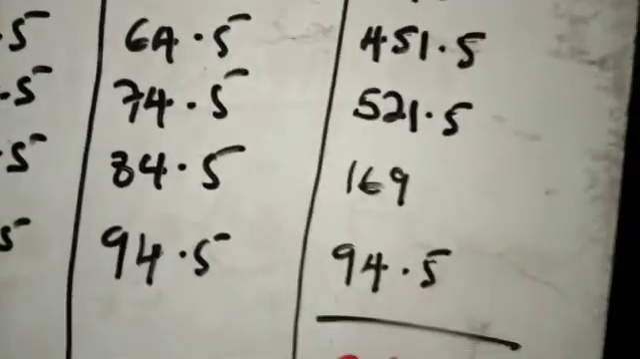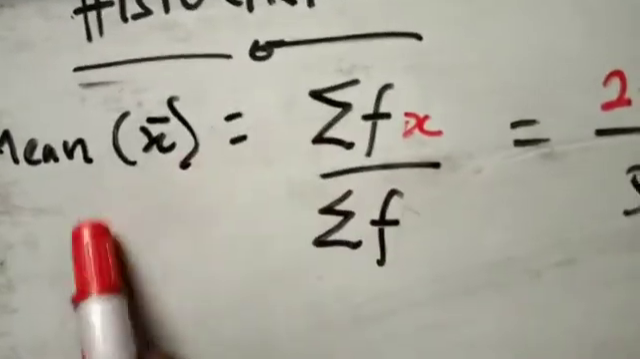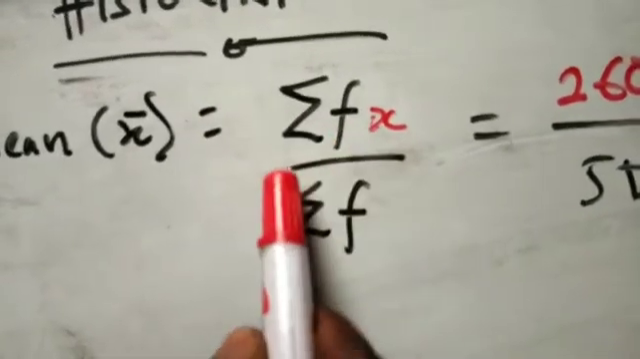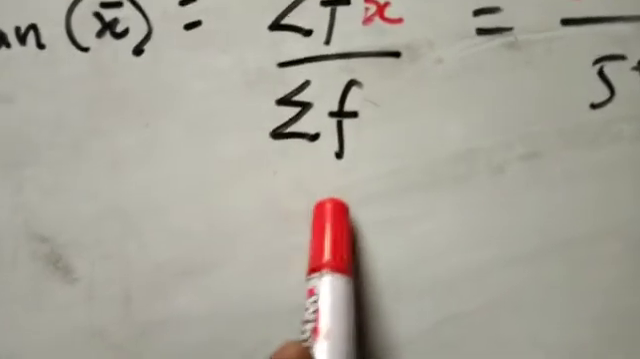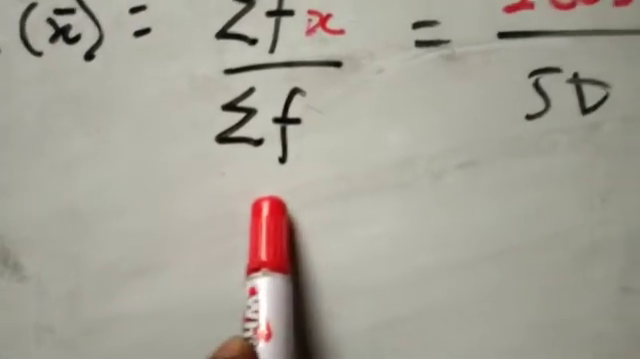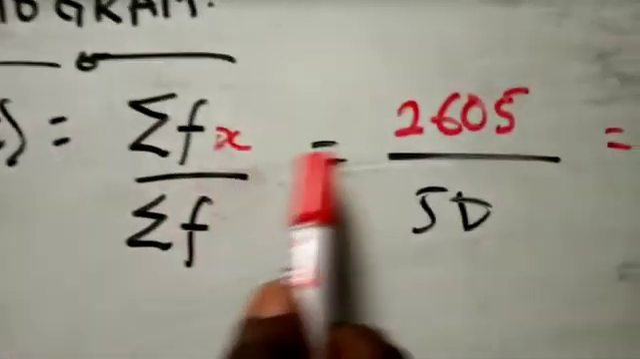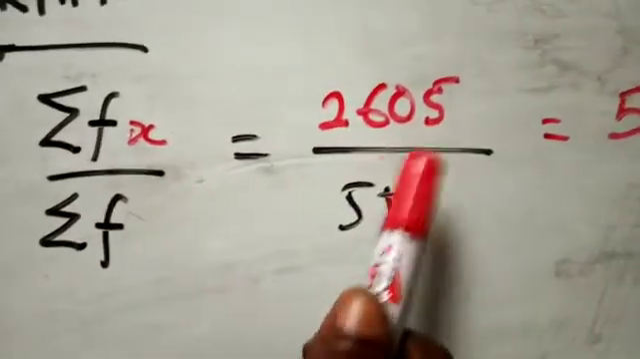We can look for that. That is a very simple thing to do. You just need to know the formulas, and then you know how to apply them. So okay, this is what I'm having. The mean says that the summation of fx, meaning we should add all the fx, and then we divide it by the summation of f. When I added everything down here, I got 50, and the top is 2605, so we divide that by that.